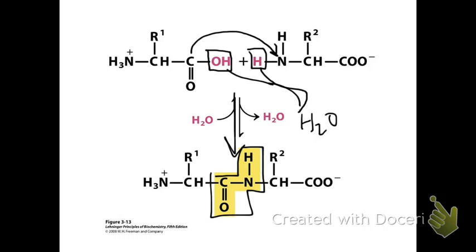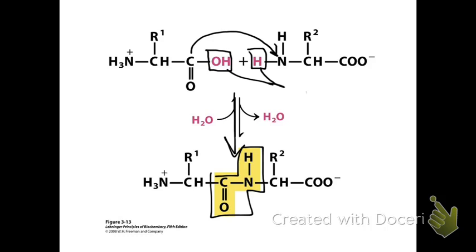You're going to have to do this on the test. They're going to give you 2 amino acids, 3 amino acids, and you're going to have to link them together to create the peptide bonds between the amino acids, and show the loss of water. And we'll practice that a little bit more in class as well.